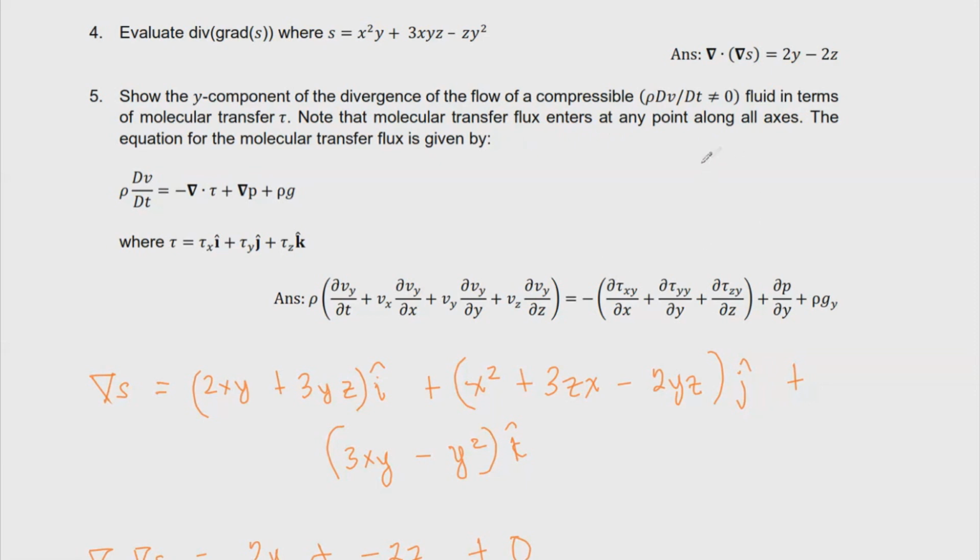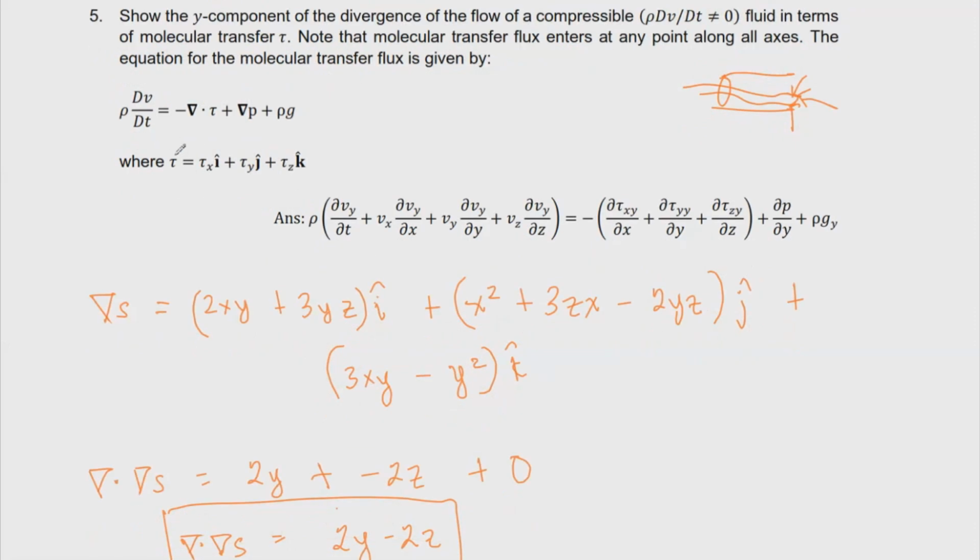So imagine if you have a pipe, and then you have this flow into this pipe. So the molecular flux is entering at any axis that we know. So it's like the x, y, z. So that's it. And then the equation of the molecular transfer flux is given by this general equation, where tau is the vector function of i, j, and then k. So we need to find the expression in terms of our y component divergence.